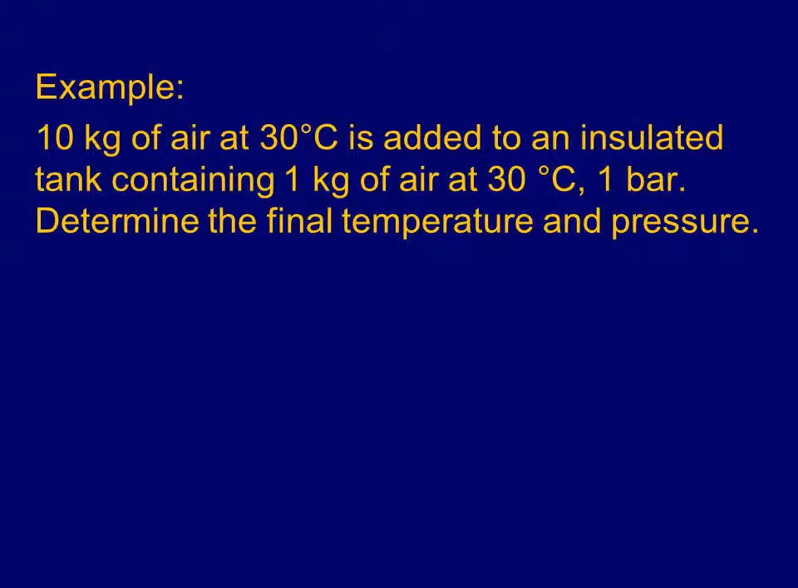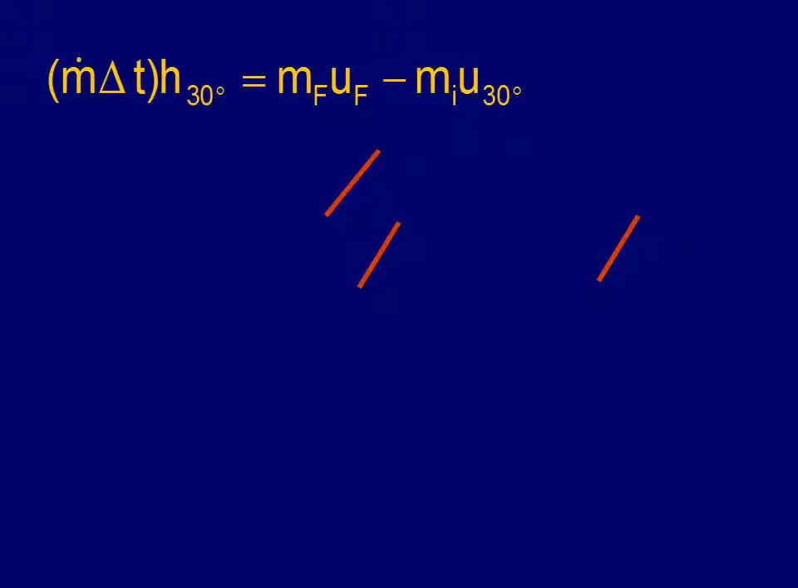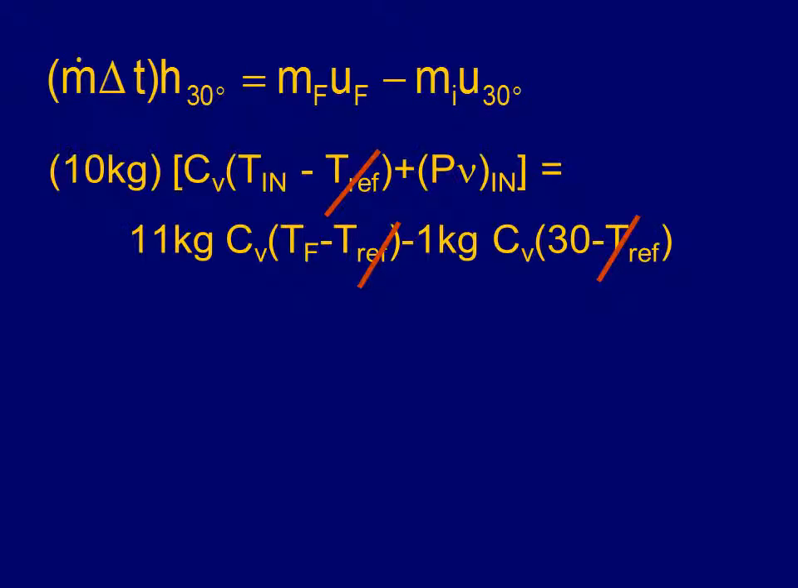So we need to do an example. 100 kilograms of 30 degrees C air is added to an insulated tank containing 1 kilogram of air at 30 degrees C. Determine the final temperature and pressure. So let's look at this as m dot delta T times H at 30 degrees equals m final U final minus m initial U initial.